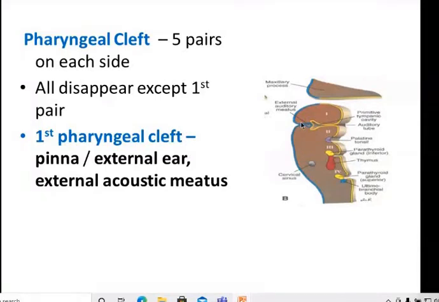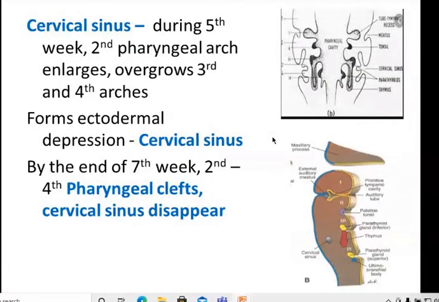So what do they write about the development of the external ear? It develops from the first pharyngeal cleft. So is this clear? How is the external ear formed?